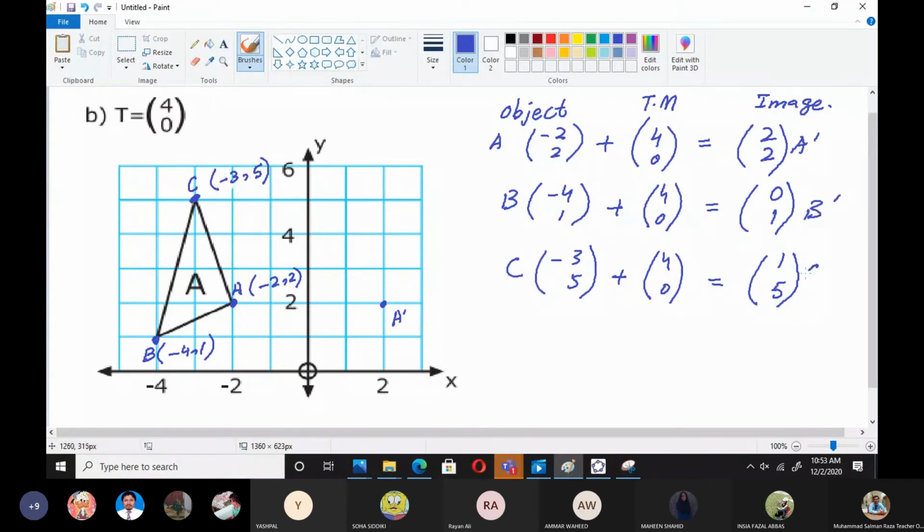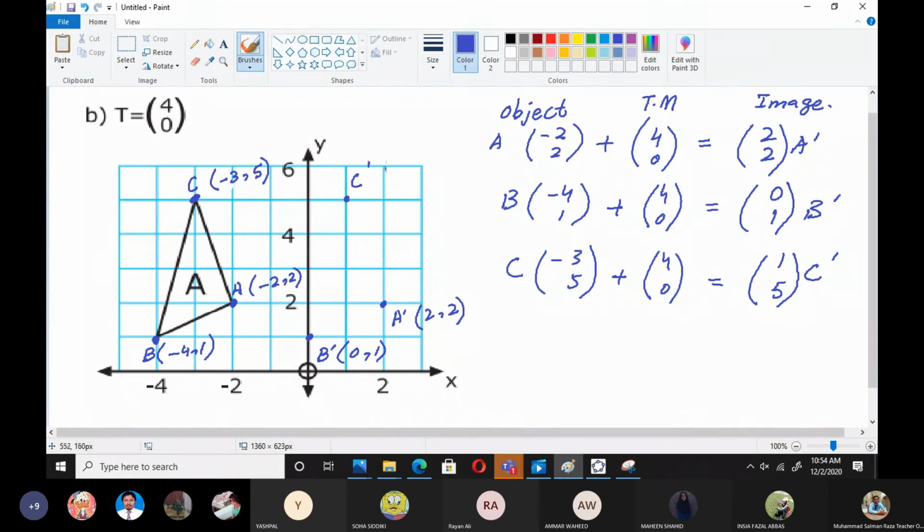I'm going to write A bar over here, B bar over here, and C bar over here. A bar's coordinates were 2 comma 2, so I plotted it over here. 0 comma 1 is going to be here. This is the B bar, and the C bar is 1 comma 5. So 1, 2, 3, 4, 5 over here, guys.